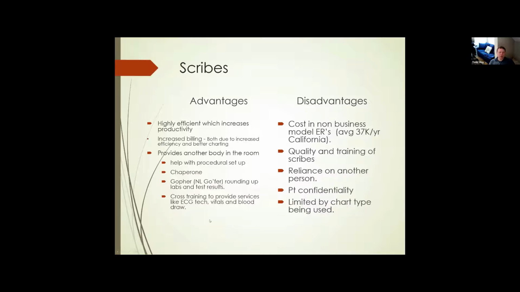Scribes. If you go to ACEP, it seems like every eighth or ninth booth there is some company trying to either entice people to become a scribe or to sell you the services of their scribes. And it's a big business in the States because they use a fee-for-service model, and throughput matters. So the average salary for a scribe in California last year was $37,000 a year, which ranged from about $31,000 to $54,000 a year.